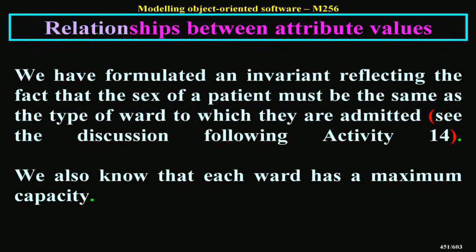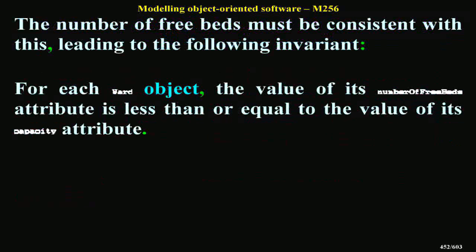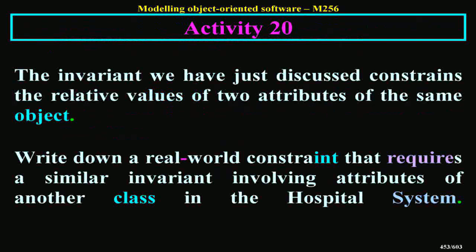Relationships between attribute values. We have formulated an invariant reflecting the fact that the sex of a patient must be the same as the type of ward to which they are admitted. See the discussion following Activity 14. We also know that each ward has a maximum capacity. The number of free beds must be consistent with this, leading to the following invariant. For each object, the value of its attribute is less than or equal to the value of its attribute. Activity 20. The invariant we have just discussed constrains the relative values of two attributes of the same object.